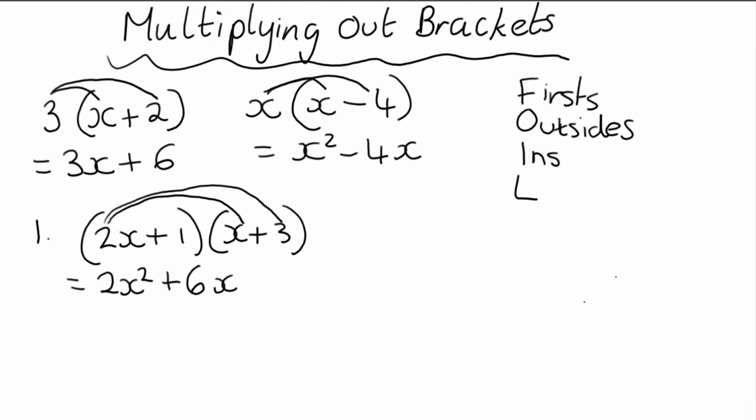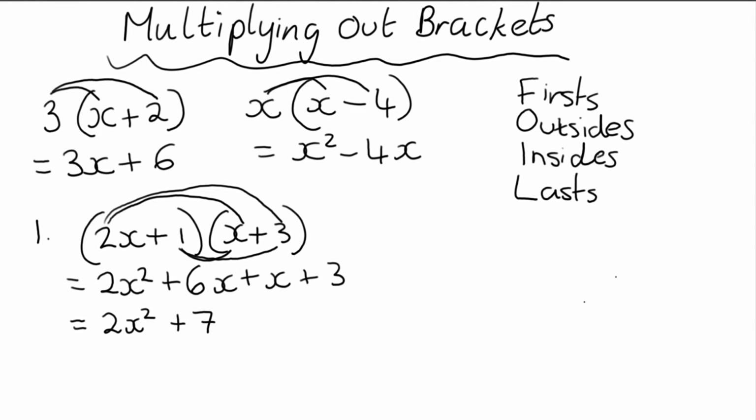The I represents the insides of the bracket, so the 1 and the x, which makes x. And the L stands for the last terms in the bracket. The 1 and the 3 make a 3. Now, you can join together the two middle terms normally when you're multiplying out brackets, so just check that. So 6x plus x makes 7x. Remember, x just means 1x. So our final answer is 2x squared plus 7x plus 3.